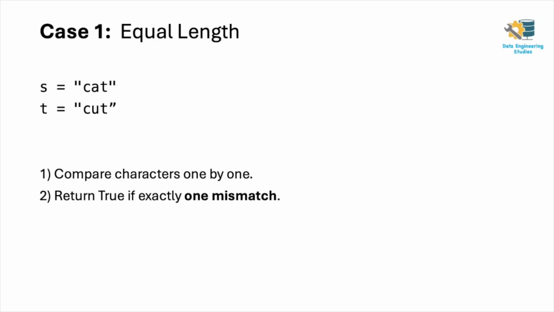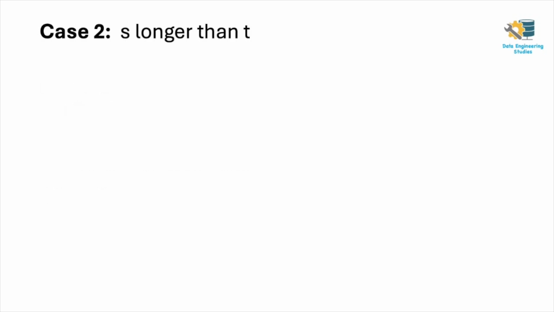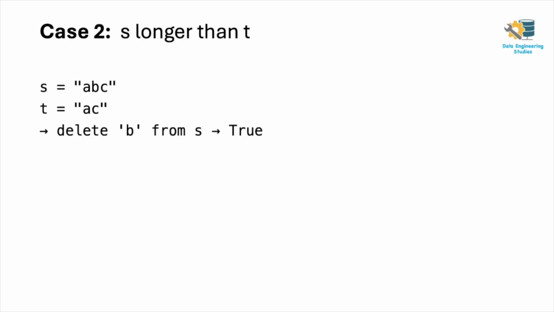The next scenario is s longer than t. Let's assume s is abc and t is ac. So if you delete b in s, we will get t. So both s and t are in one edit distance. In order to implement this, we will compare each character. We will start with the first character. In both s and t we have a. So there is a match. We will move on to the next character. We have b and c.